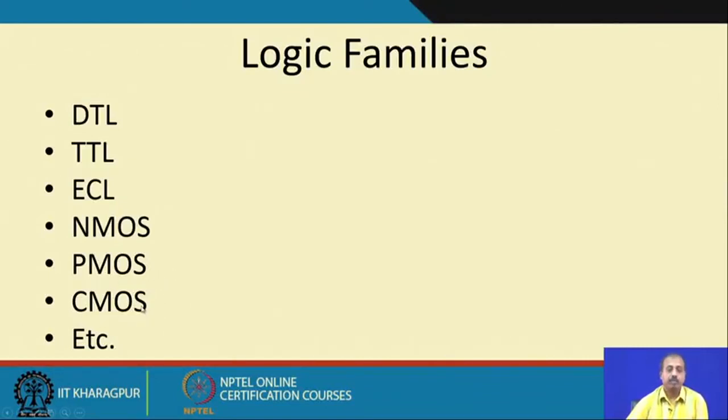This CMOS family is the most popular now for several reasons: its compactness and its lower power consumption. Right now it is the de facto standard for integrated circuit chips. We will look into this CMOS in detail in the successive lectures.